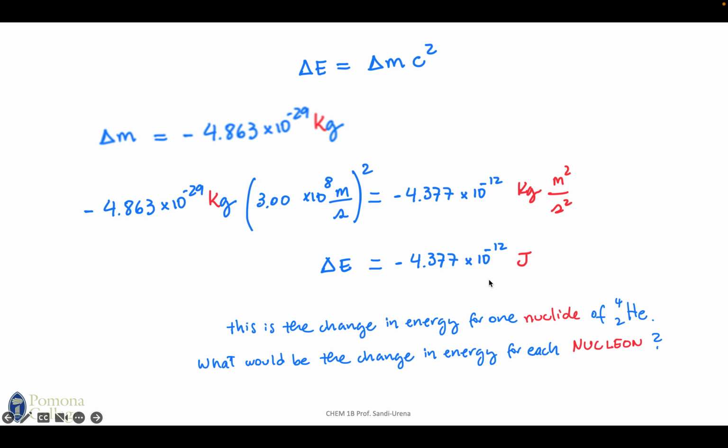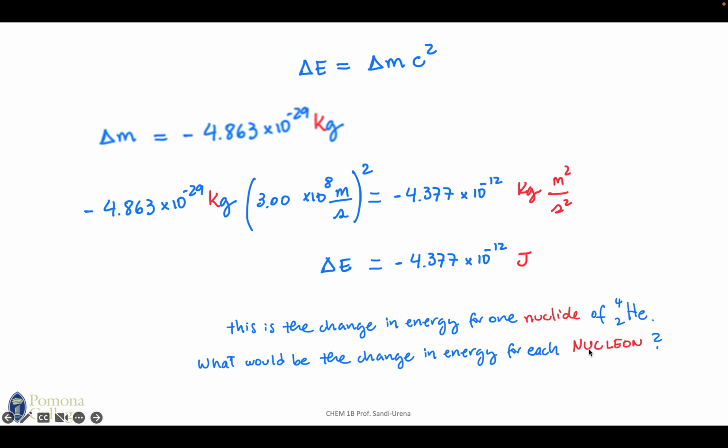Now another question we can ask is, how much energy would be released if instead of looking at one nuclide, we look at each nucleon within that nuclide?